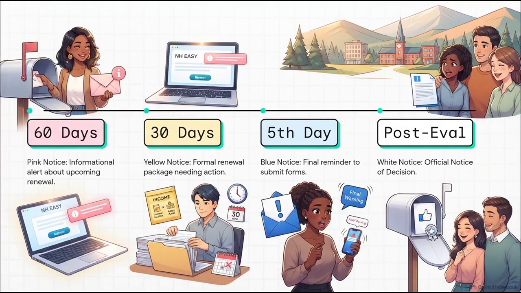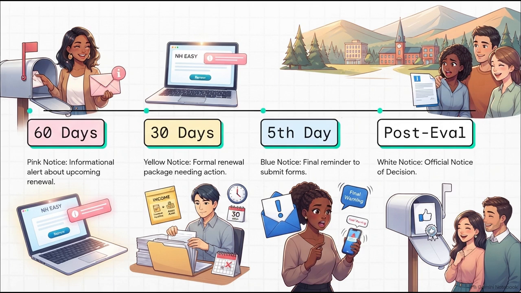Moving on to Section 5, Tips for Success. Okay, so every single year, your Medicaid eligibility has to be redetermined. During these annual renewals, you need to pay extremely close attention to the state's color-coded notice system. You'll see these in your NHEasy account and your physical mailbox. 60 days out, you get a pink informational notice, but 30 days prior, that's when you receive the yellow notice.